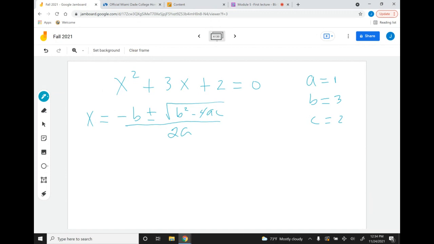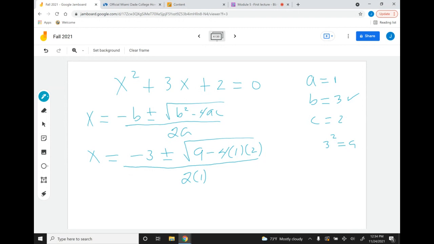Okay. So here I go. My B is 3, but when you put it right next to the formula, it becomes -3 plus or minus square root B. Now it tells me that I have to square B. So what is B squared? Well, I have to square 3. What is 3 squared? It's 9, minus 4 times A, which is 1, times C, which is 2, over 2 times A, which is 2 times 1.